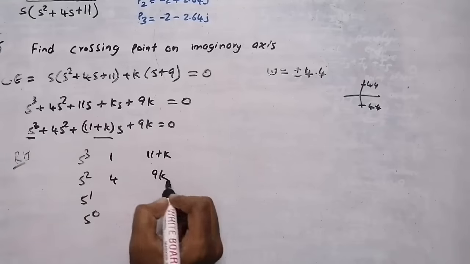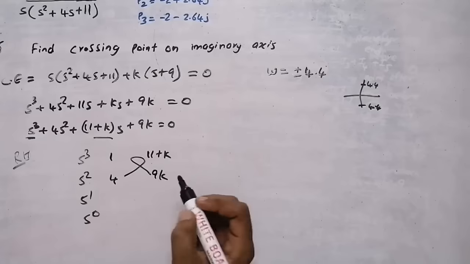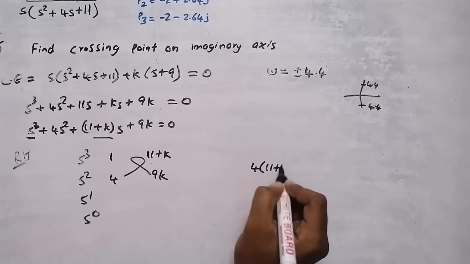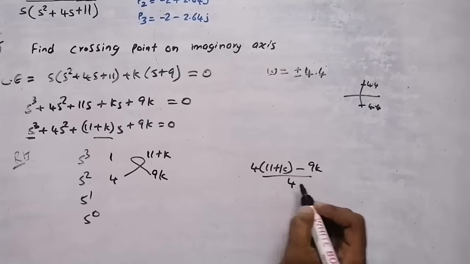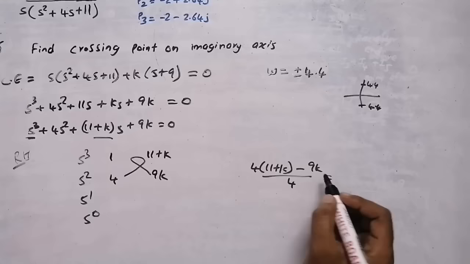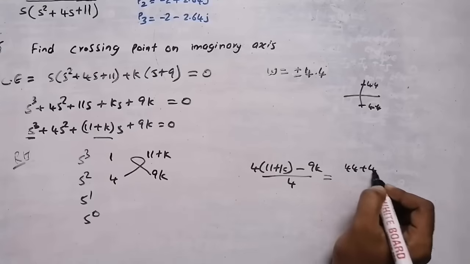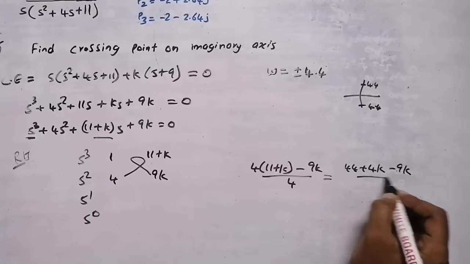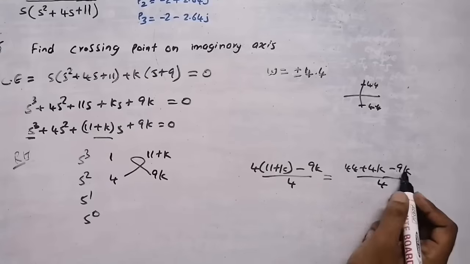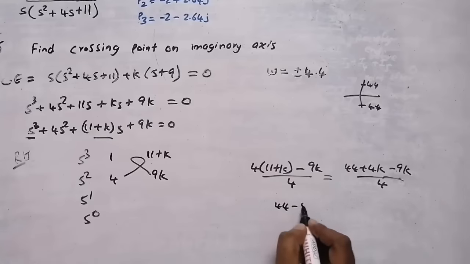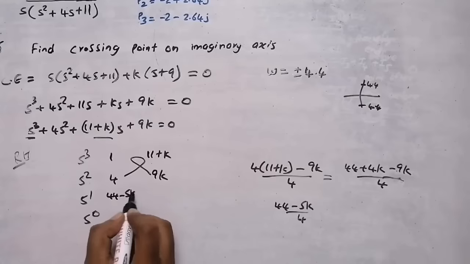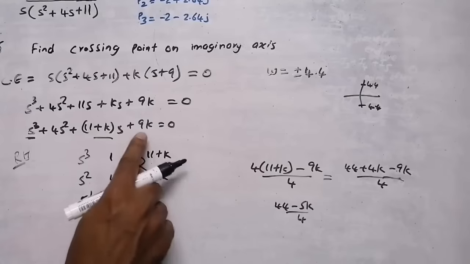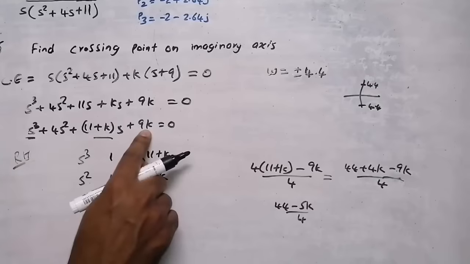Now do multiplication like this. So 4 into (11 plus k) minus 9k into 1, divided by the starting element, which is 4. That is equal to (44 plus 4k minus 9k) divided by 4. 4k minus 9k is minus 5k. So this term is going to be (44 minus 5k) divided by 4. The last term is the same. For the equation, the last term is 9k, so here also the last term is 9k.